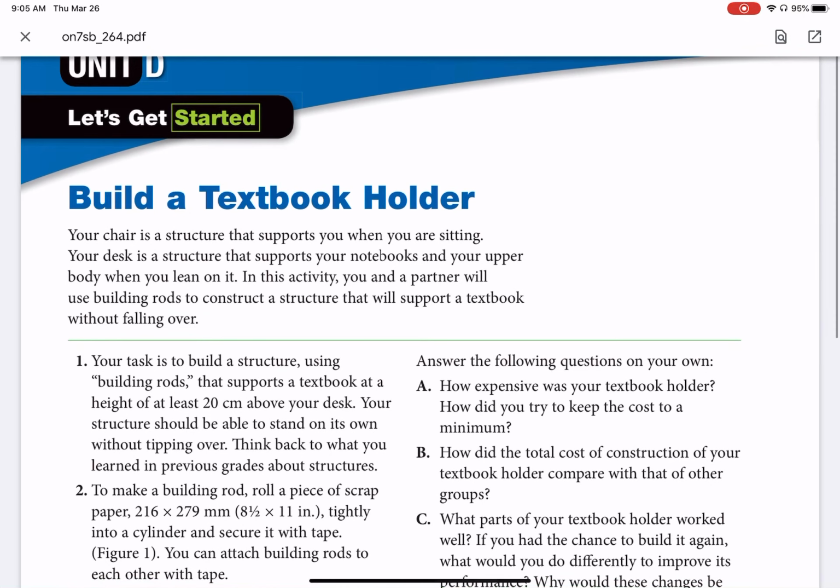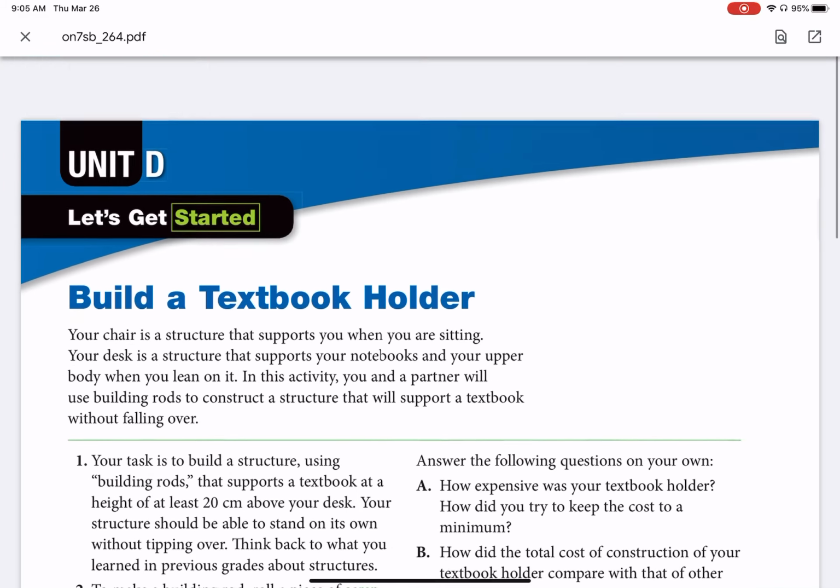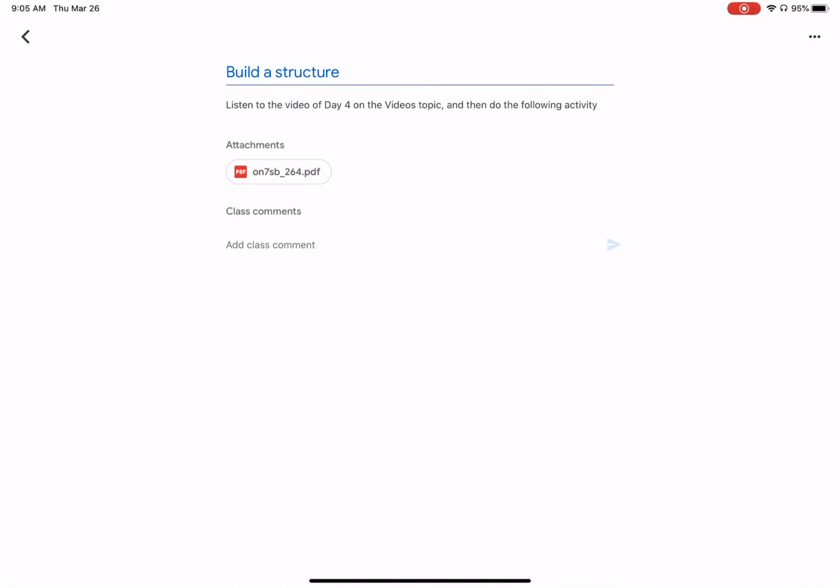It says build a textbook holder. And you don't need any sophisticated material. It's everything that you have at home. So read the instructions. And if you can, take a picture of your structure and post it on Google Classroom for us so that we can all see what you built. So have fun, build it, get somebody to help you if you need help, take a picture, and let's share together what we've built. Okay?